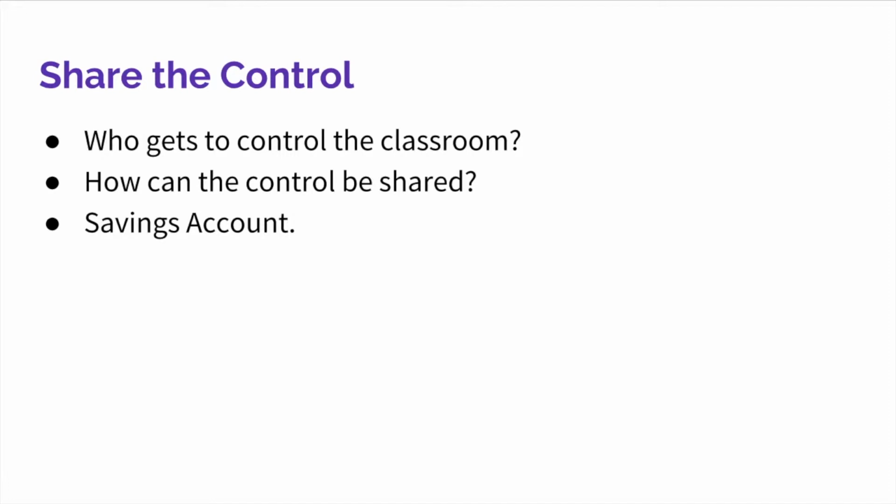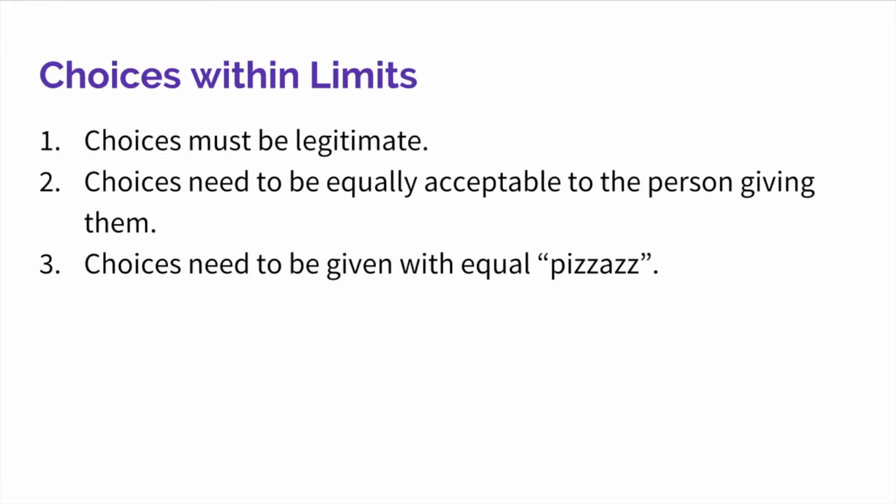The teacher will have control, but they can give students temporary control in the form of choices. Each choice that we give the students is deposited into the savings account. When it is time, the teacher is able to take back control by making a withdrawal from the savings account. If we do not give our students these choices, we are unable to make a withdrawal from the account. We must have choices within limits.